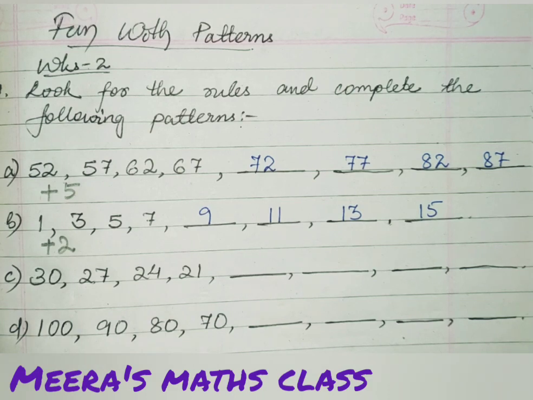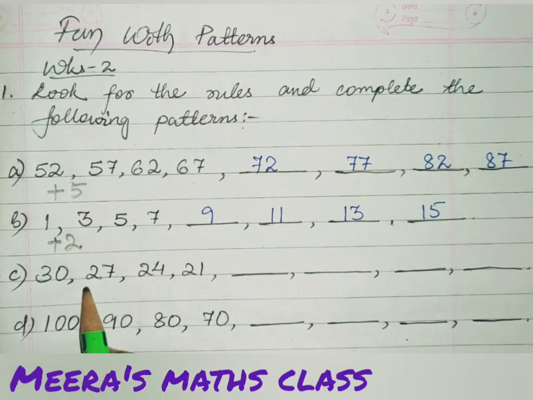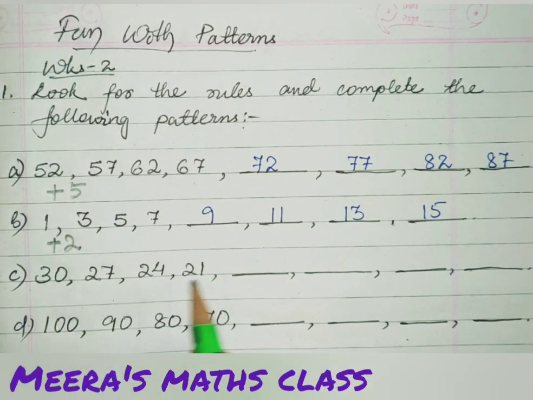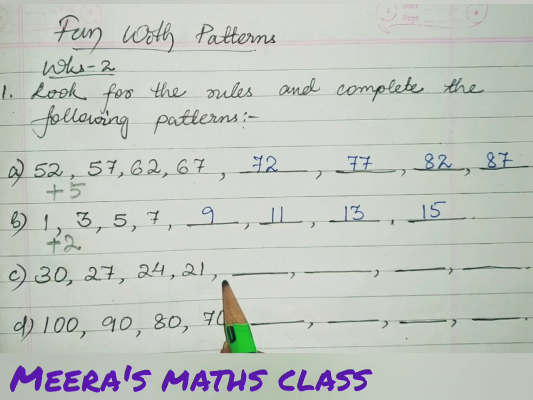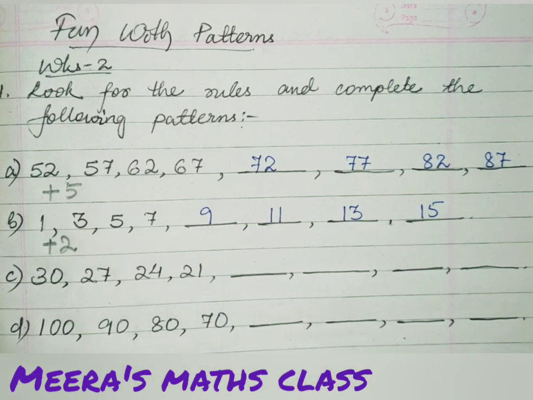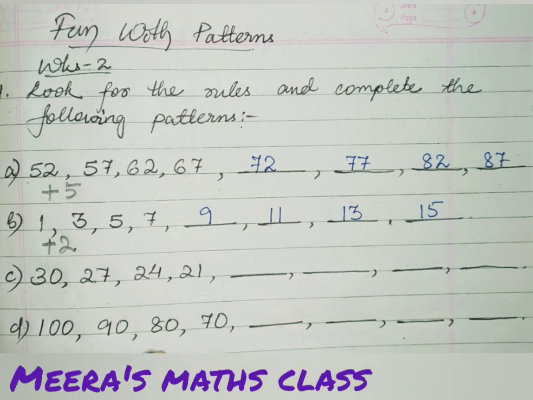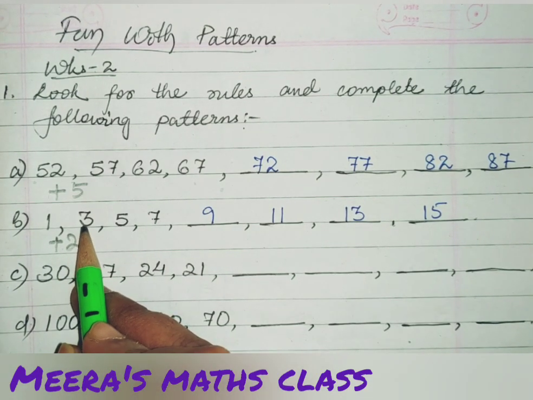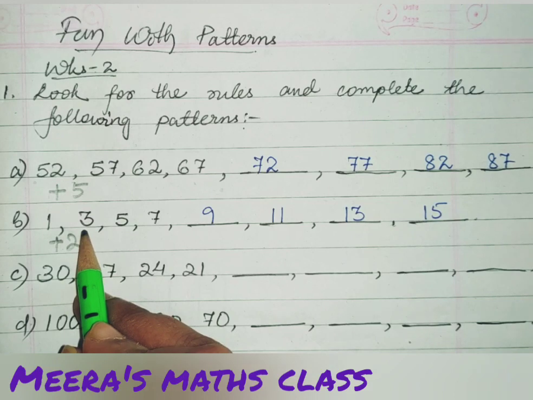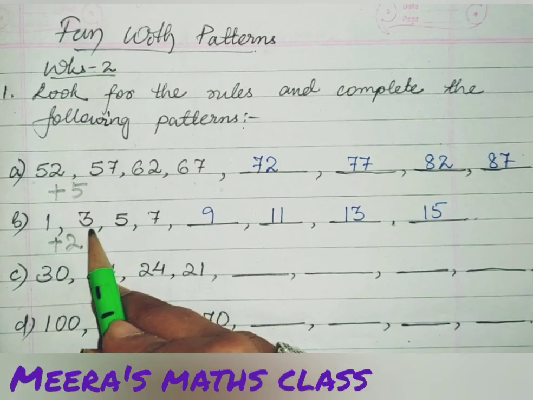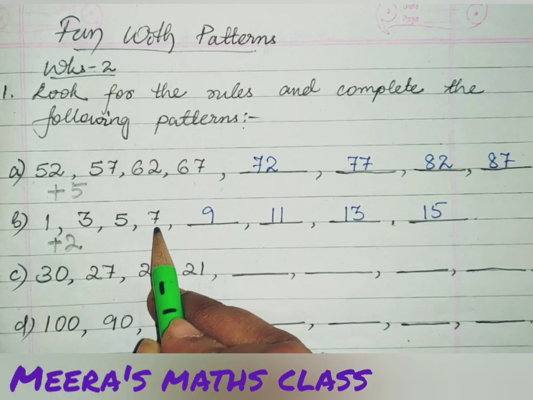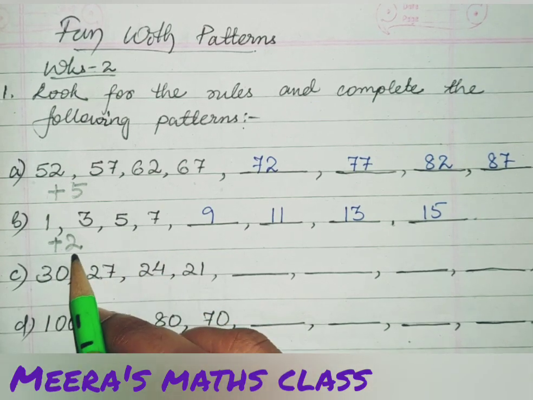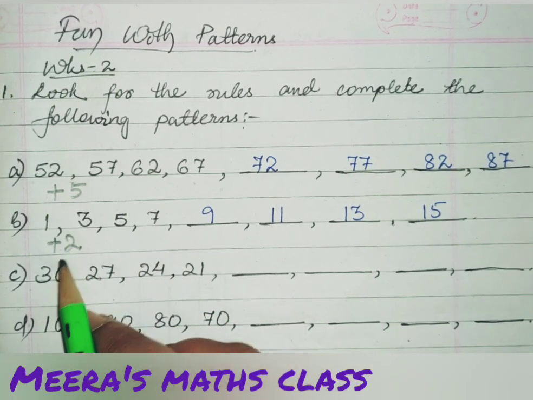Children, to understand the pattern for each series of numbers, you can subtract. That means you can find out the difference and then decide what it is. How did I know that it is plus 2? Because I have subtracted 1 from 3, 3 from 5, 5 from 7. In this way I found out that the pattern is plus 2.